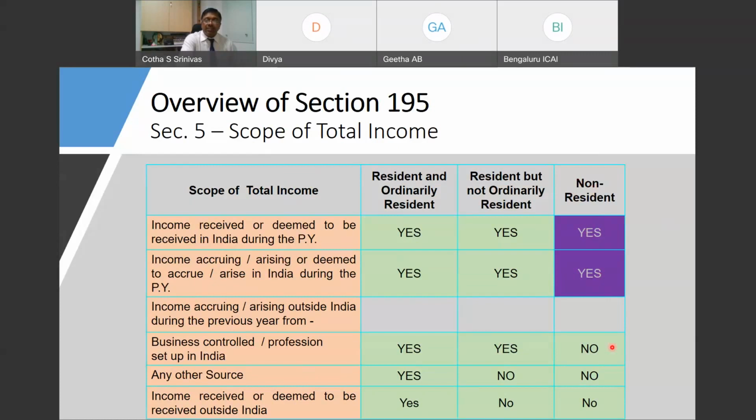There are other things which, even though received by the non-resident, are not chargeable to tax. They are not a sum chargeable to tax under the Income Tax Act. What are those incomes? Income accruing or arising outside India during the previous year from a business controlled or profession set up in India, or from any other source. Income received or deemed to be received outside India. All these things are not subject to tax in the hands of a non-resident.